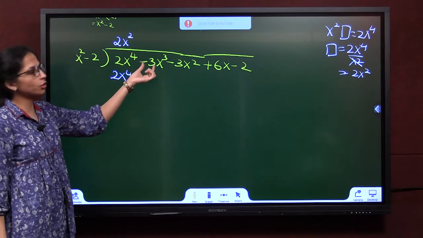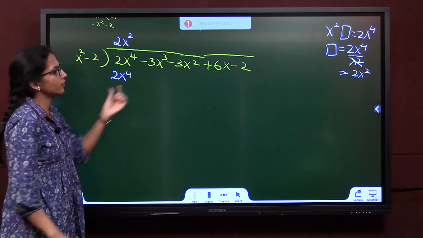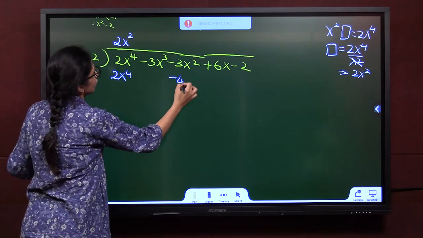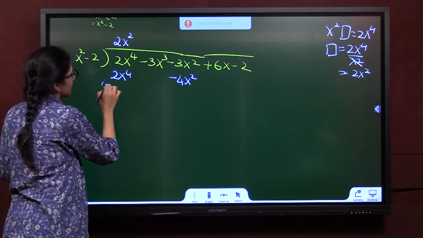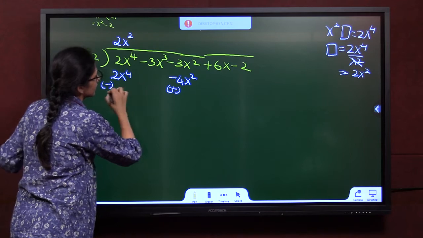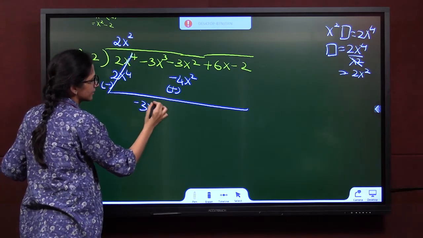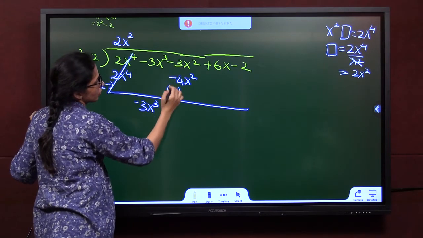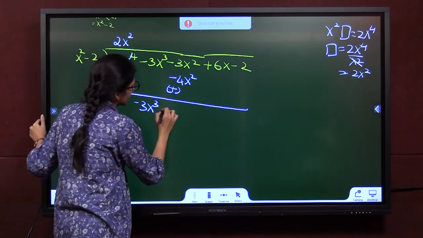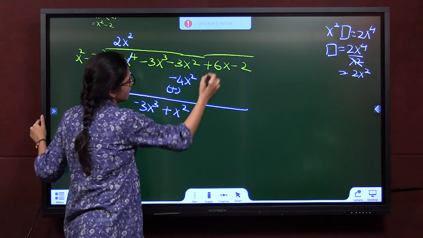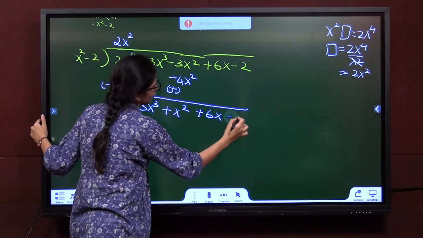Don't write it below the cube term. You have to go to the square term and write it only. So, minus 4x square, minus plus. So, these two cancel. Minus 3x cube comes down as it is. Minus 3x square plus 4x square is giving us plus 1x square, plus 6x minus 2.